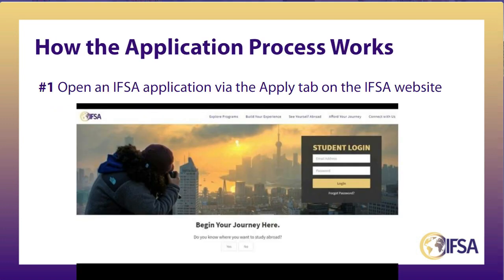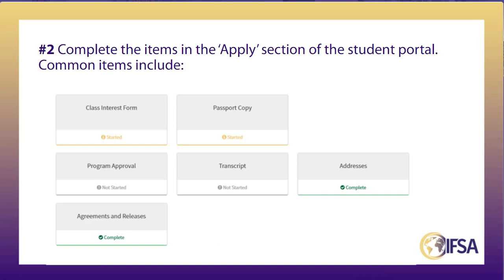The very first step to begin your application is to navigate to the IFSA website, IFSA-Butler.org, and click the Apply Now button to get started. You might encounter a screen that looks a little bit different than this, but it will take you through a series of registration questions so you can get started. As soon as you've completed that registration and picked your program, you'll come to a screen that looks pretty similar to this, which is the Apply section of the student portal.